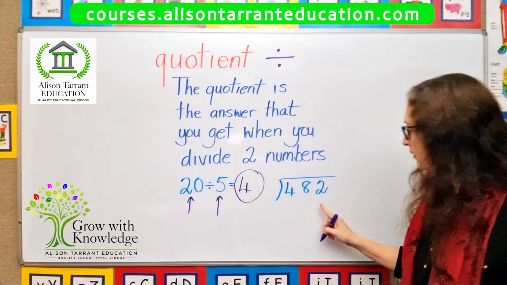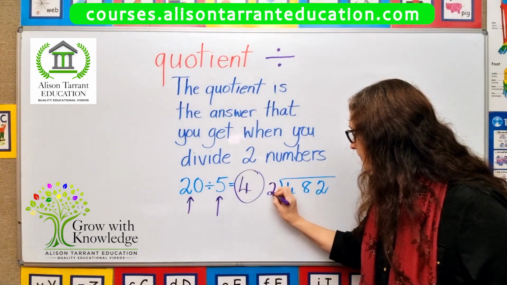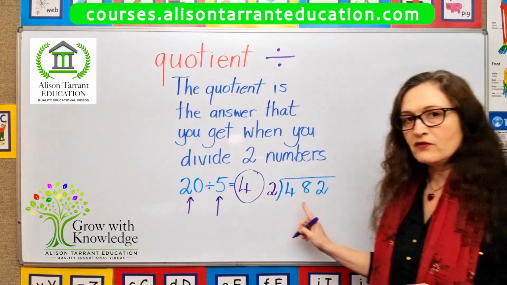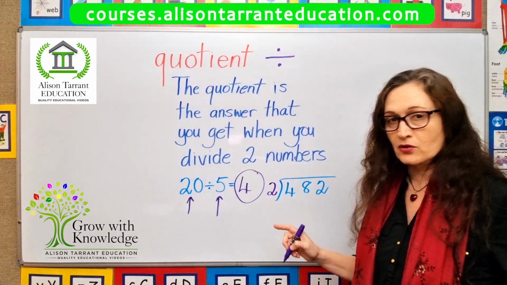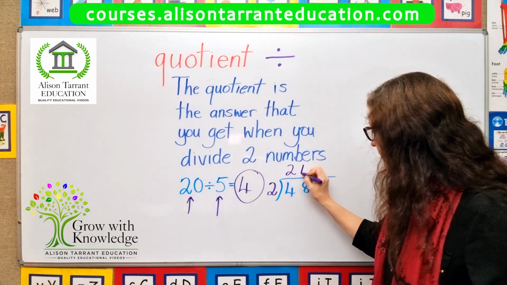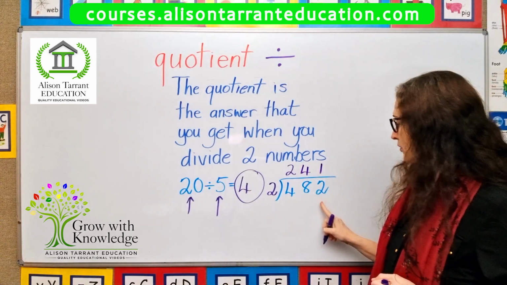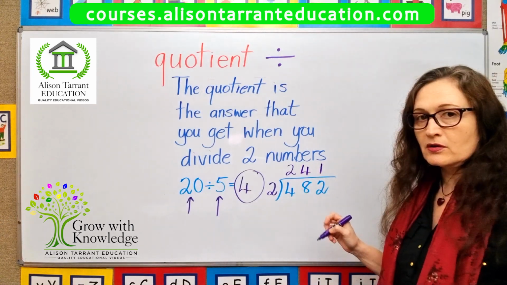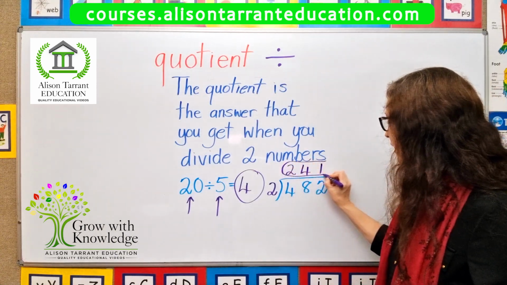Now you can also divide the numbers like this. We might divide this by 2. So when we divide these 2 numbers, which is 482 divided by 2, we get this number. So 482 divided by 2 has a quotient of 241.